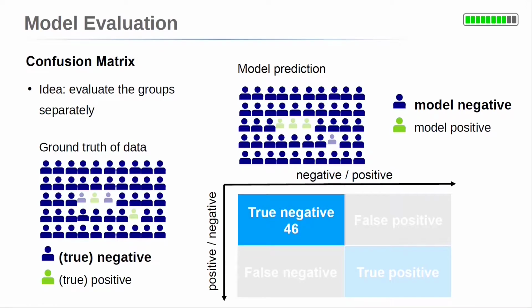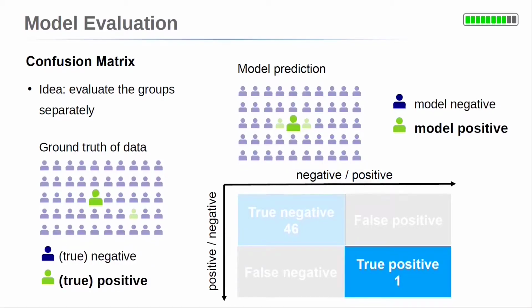The first entry gives the number of people who don't have a disease in accord with the model prediction. So from the perspective of the model, they are true to be negative. For our example, 46 people are true negative. On the other hand, one of the people who are sick is identified as such by the model. So from the perspective of the model, this is a true positive identified person.